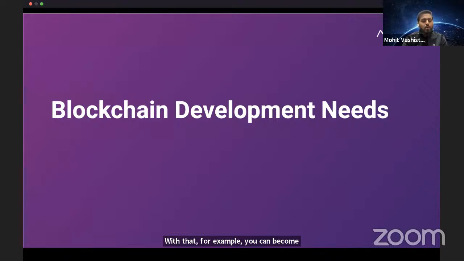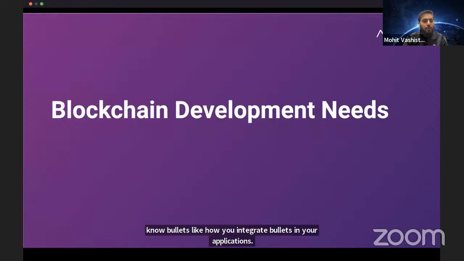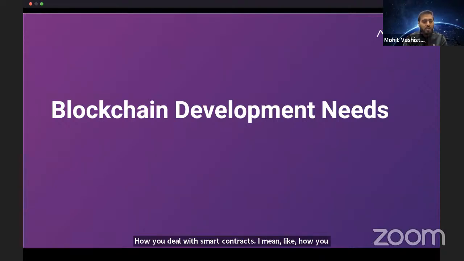In that, you'll have to know wallets, like how you integrate wallets in your applications, how you deal with smart contracts. I mean, how you integrate with smart contracts. You don't have to develop the smart contracts. You simply learn how you can integrate with smart contracts. You can work on the Web3 layer. So Web3 is the library which you can learn about. That is going to help you out.